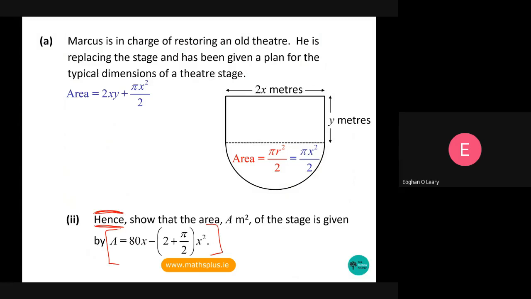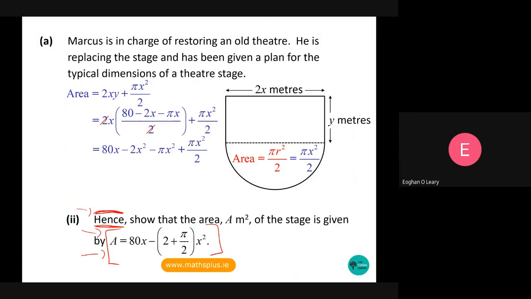Okay, so we're keeping an eye down on our answer here. In our answer, there's no y, and it also mentions the word hence. So we're thinking to ourselves, we've got to use our answer from part 1 to simplify this down for part 2. Okay, so what are we going to do? We're going to sub in 80 minus 2x minus pi x over 2 for y. Straight away here, you can see the 2's will cancel. We have a 2 at the top and 2 at the bottom. Okay, so we get 80x minus 2x squared minus pi x squared plus pi x squared over 2.